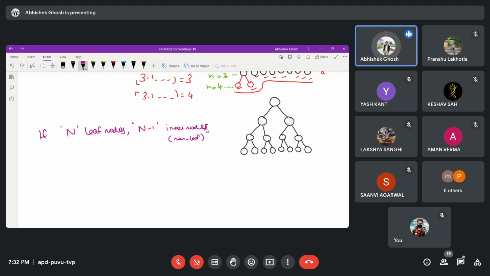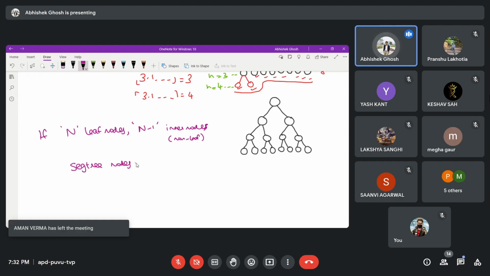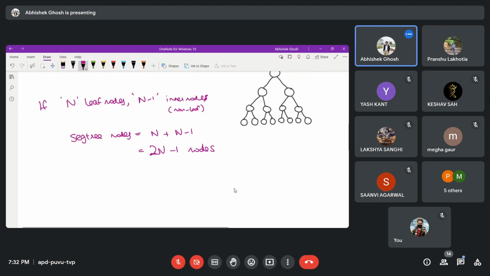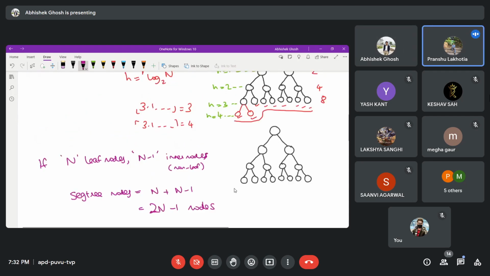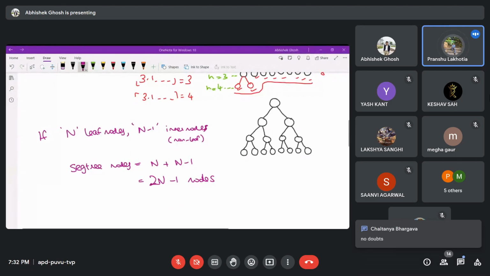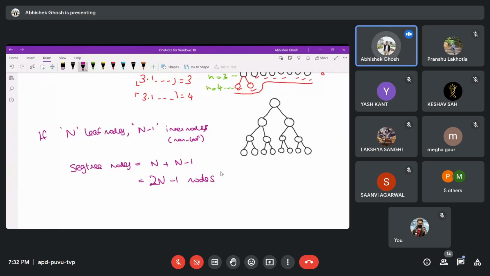Is everyone aware of this concept, or I think it's fine? So the total number of segment tree nodes comes out to be n leaves plus n minus 1 inner nodes, which is 2n minus 1 nodes in total. Is everyone following till here? Are there any doubts? If anyone wants to ask any doubts, you can speak on the mic as well. Okay, clear. So 2n minus 1 is the total number of nodes that we're using.